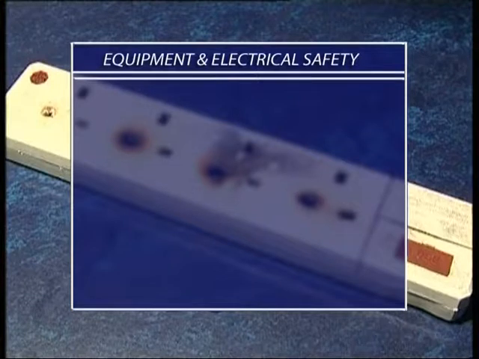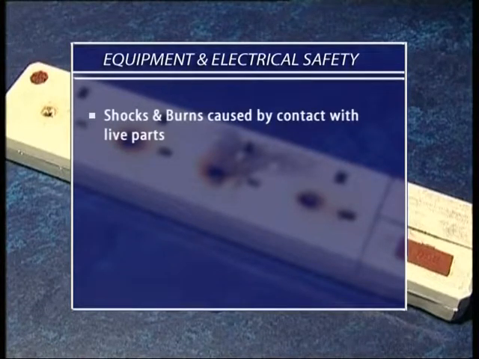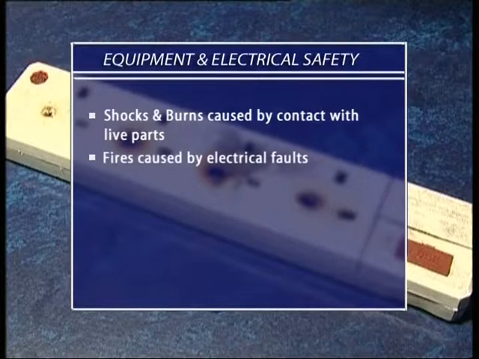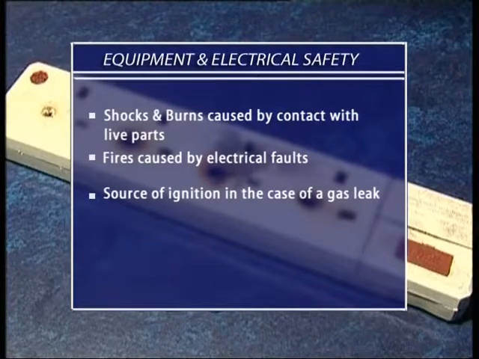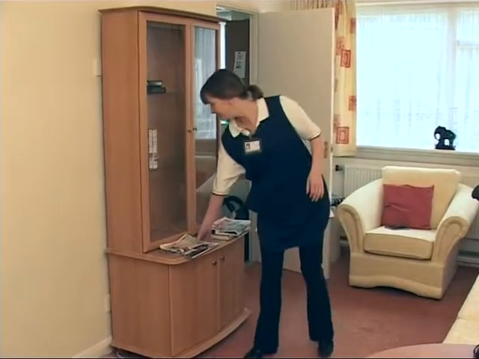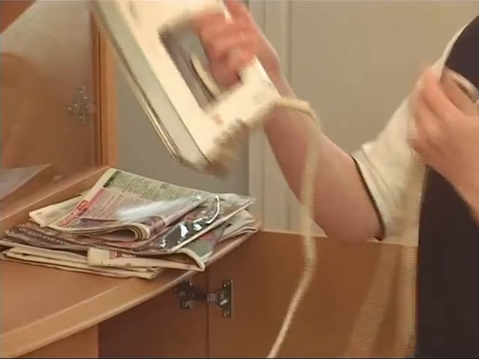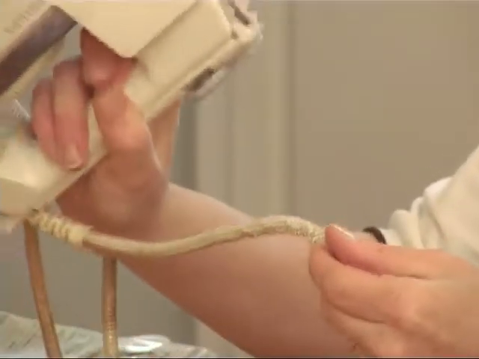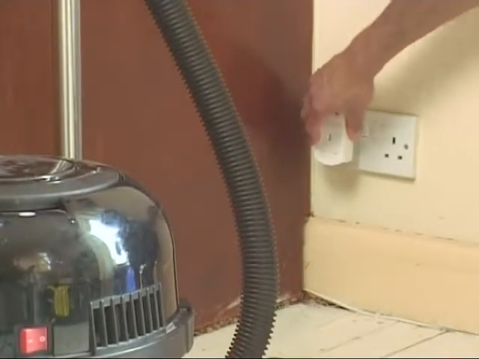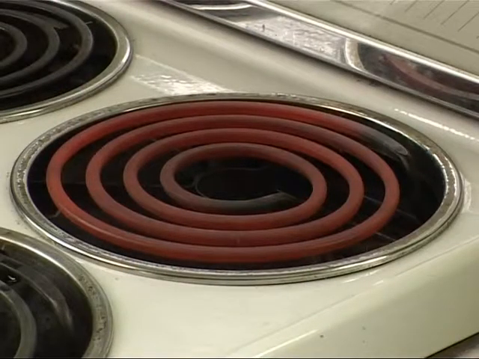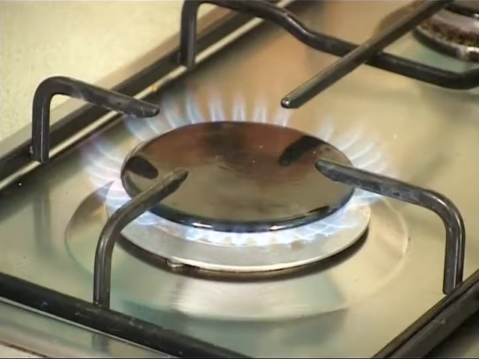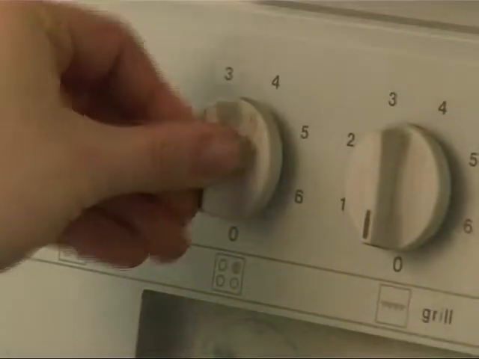Electricity represents three main hazards: shocks and burns caused by contact with live parts, fires caused by electrical faults, and a source of ignition in the case of a gas leak. So what can you do to protect yourself and your service users? Make a habit of checking electrical appliances within your service users' homes. Look out for frayed cords on kettles, vacuum cleaners, irons, and don't use any items that are damaged. If a service user is regularly leaving appliances turned on, like irons, cookers or gas rings, you should inform your manager.